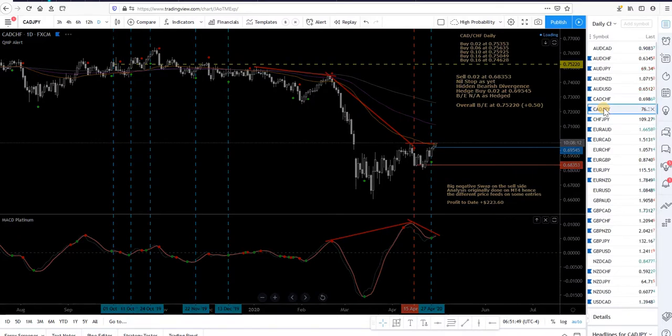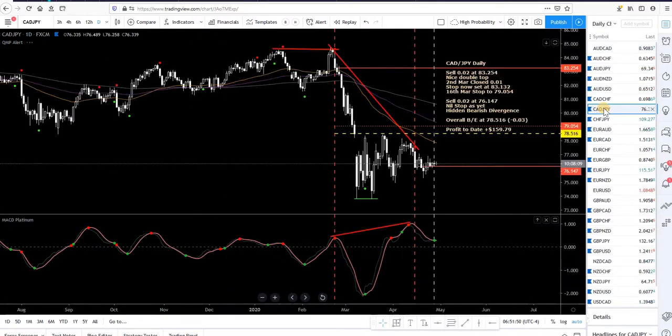All right, CAD yen. I'm in a sell all the way back here, which has got a stop in place, which is this red dotted line. So that's this first one here. I'm just keeping that, that's going all right. And I took a second sell in here based on hidden bearish divergence.